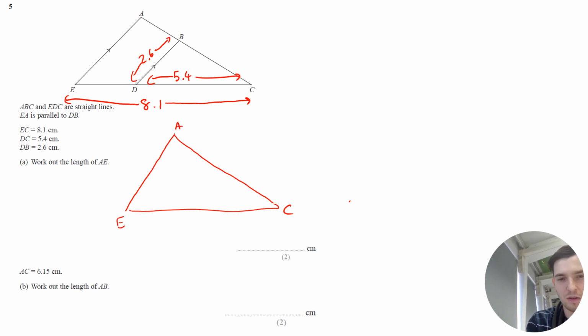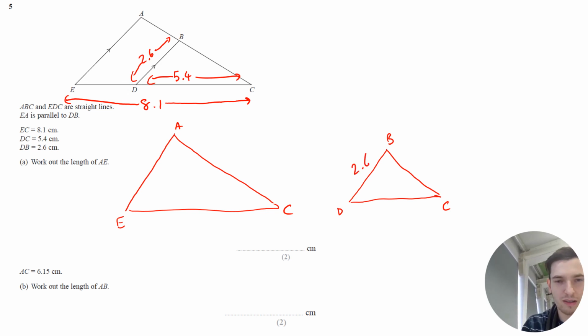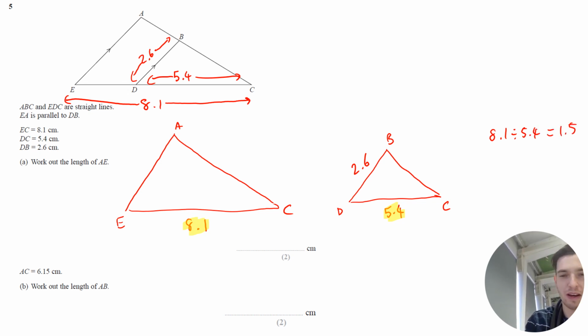That is EAC. And the small one, that is DBC. And let's write on what I know. So I knew what DB was, 2.6, DC, 5.4, and EC was 8.1. Okay, so I can see that I have got this length here, which is similar on both. So I can do 8.1 divided by 5.4 to get me 1.5. So that's going to be my scale factor to get from the small one to the big one.